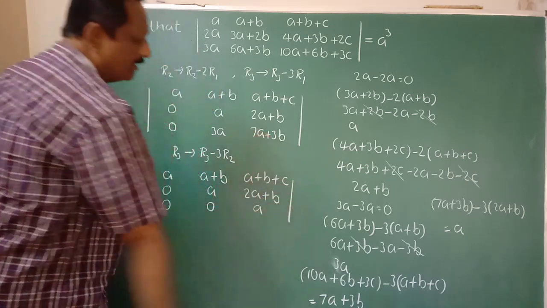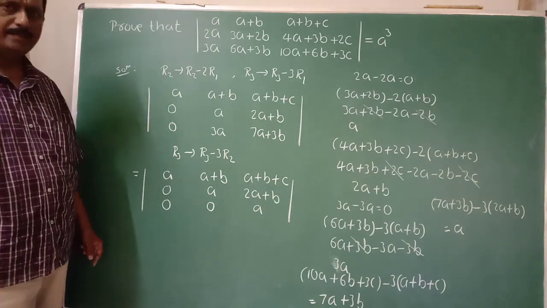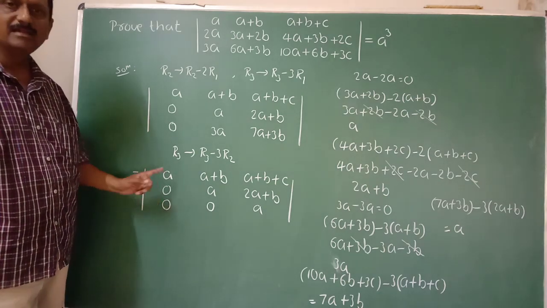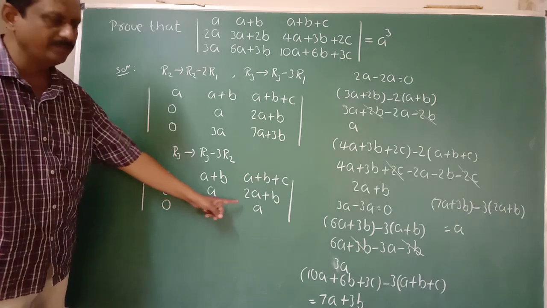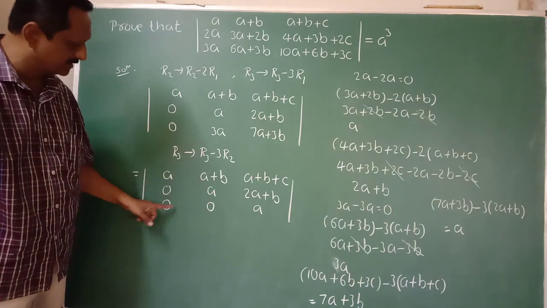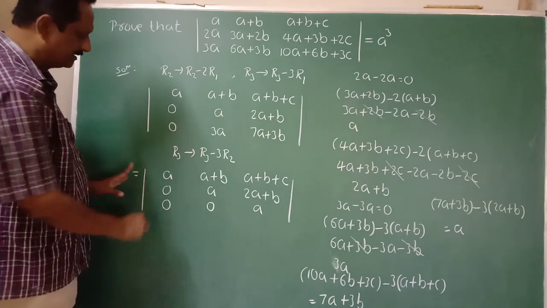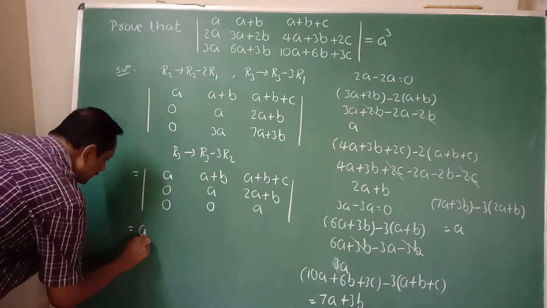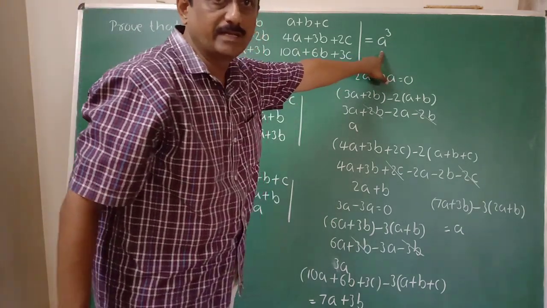Write here a. Then you know the last property, the eighth property. According to the eighth property, if it is a triangular matrix, the value of the determinant is the product of diagonal elements. So a into a, and these three terms are 0. Hence it is a triangular determinant. Multiply the diagonal elements, it gives a cubed. So this is our required result, a raised to 3.